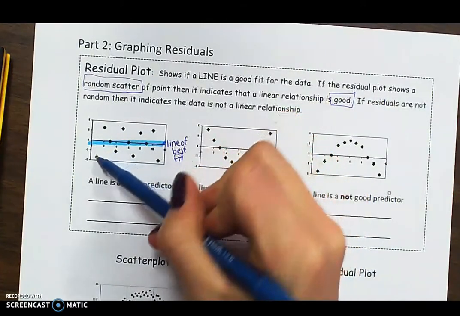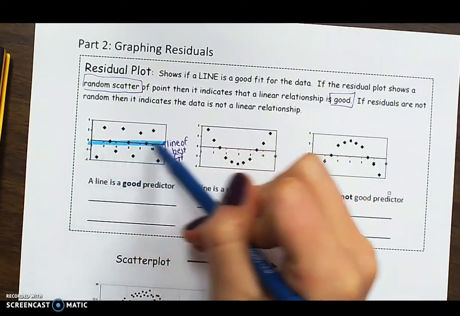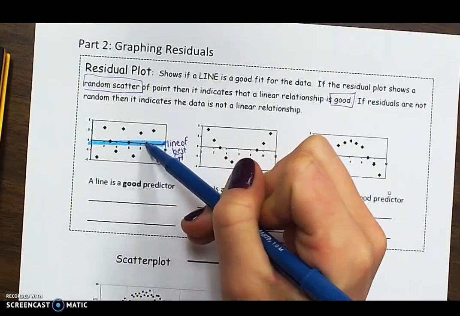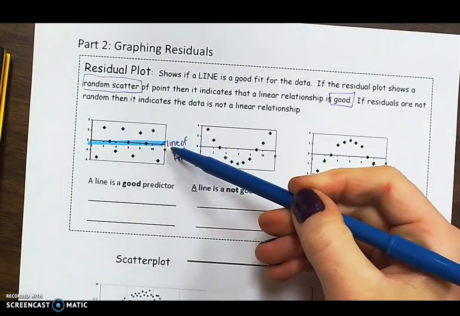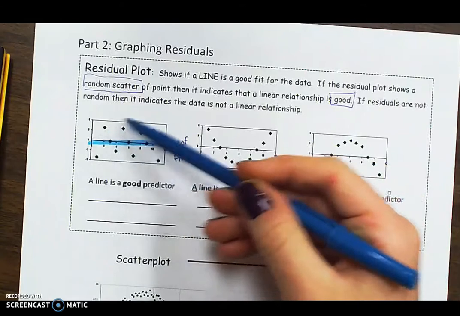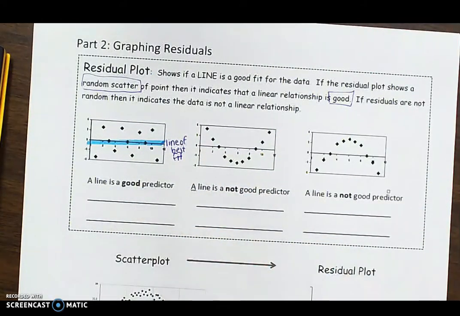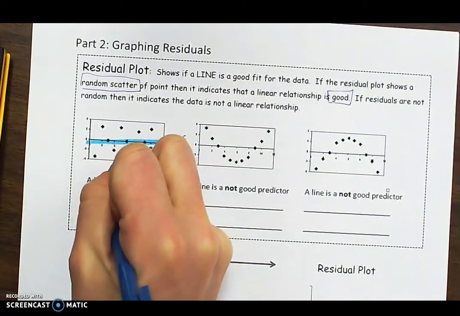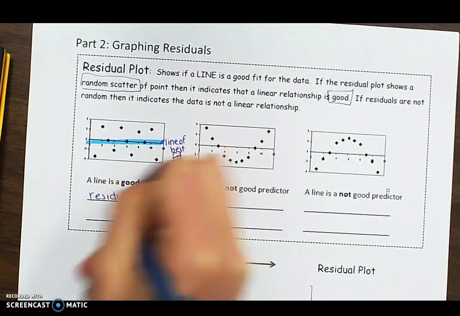If I look carefully at my residual plots, this piece of data is below the line of best fit. This piece of data is above. This piece of data is on the line of best fit. Below, above, and on. Above, below. So if I take a look at these plots of the residuals, I see that they are scattered. They're above, they're below, they're everywhere. This means a line is a good predictor, because the residuals are scattered.